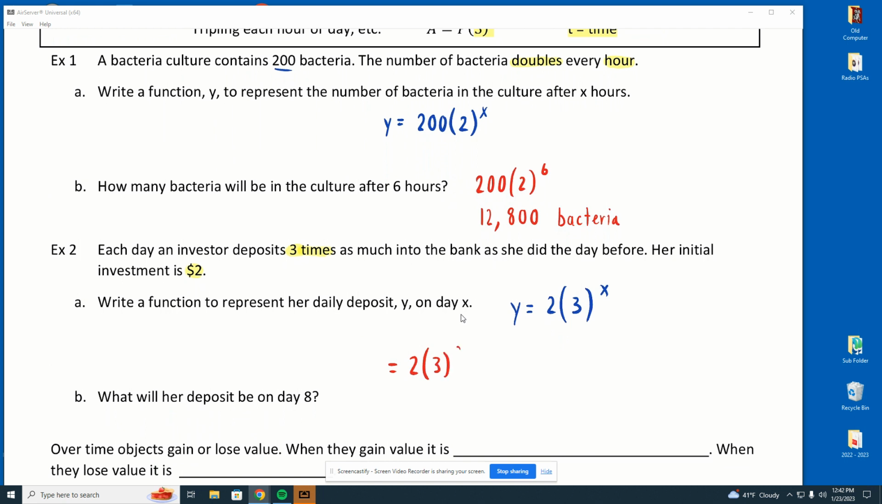Now, how do we find out what her deposit will be on day 8? Yep, you plug 8 into x. So you type in 2 times 3 to the 8th power. And what do you get? 13,122. And of course, that's money. So I put the dollar sign, $13,122. Questions about that? So there's your first two equations.